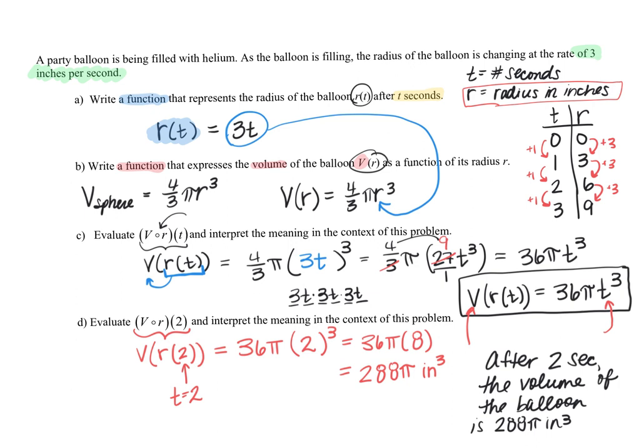And that's what we call function composition, where we're taking one function, substituting it into another, and the result is this nice function that allows us basically to skip some steps and gives us a direct volume for any given time.